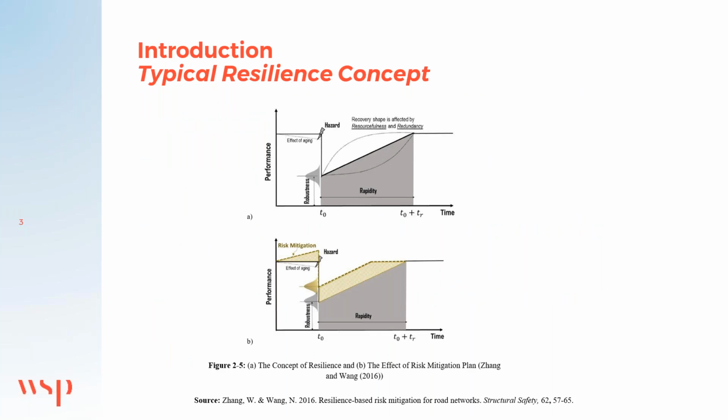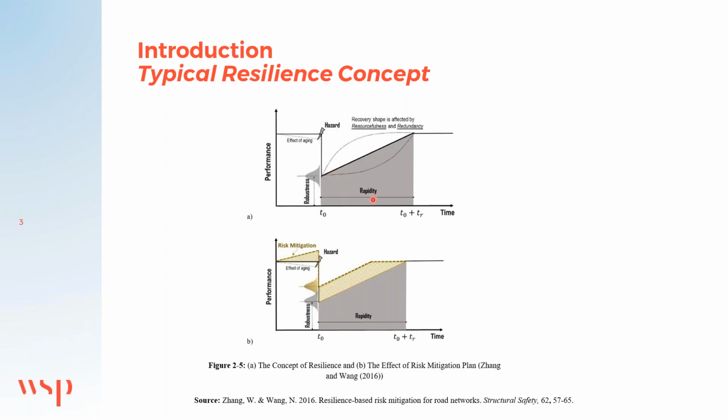So what is resilience? Most of you most probably work with resilience and know what it is. This is the typical resilience concept that is usually used when we talk about resilience. This shows the performance of the network as business as usual. If any hazard happens, you can see that there would be a drop in the performance of the network, which is completely related to the robustness of the network. And if we do any hazard mitigation, as you can see here, the robustness would be increased and then the drop would be less, which causes an increase in the resilience of the network.